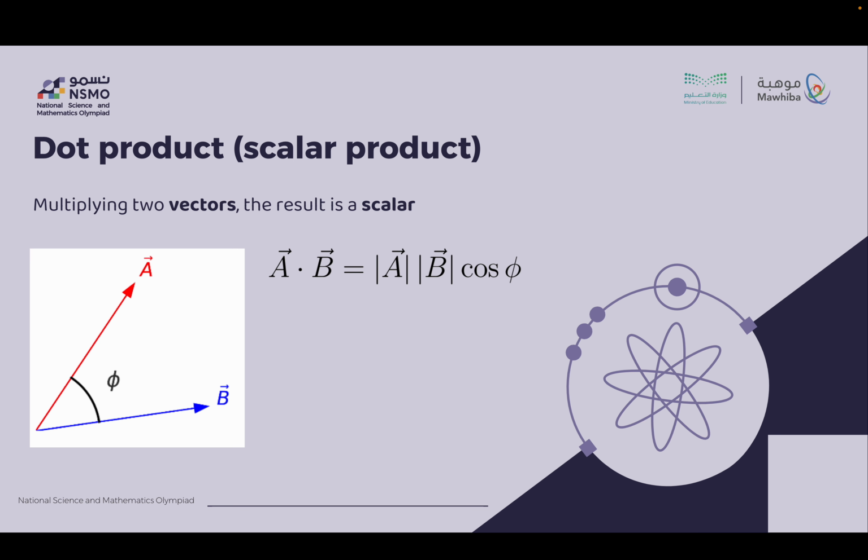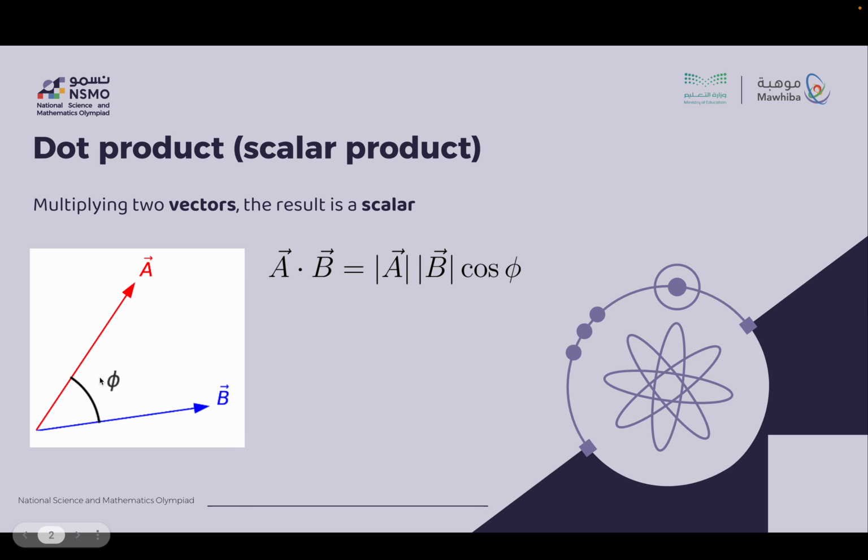Multiplying scalars is pretty straightforward, but when multiplying vectors, we have two choices. The result can either be a scalar or a vector. The kind of vector multiplication when the result will be a scalar is called dot product, because we denote this multiplication by a dot. It is also called scalar product sometimes, precisely because the result is a scalar.